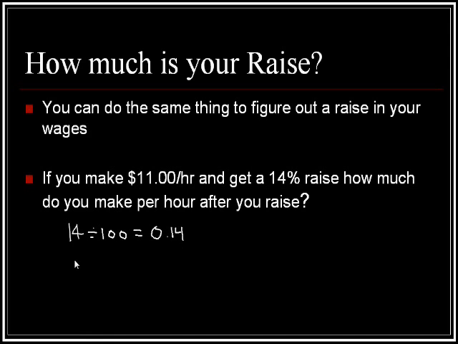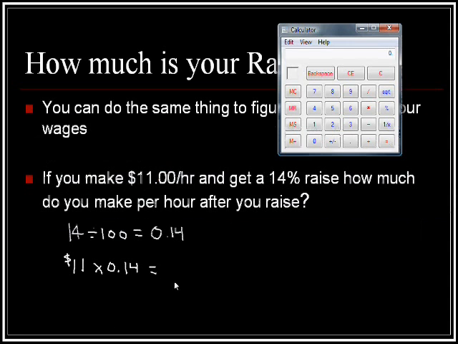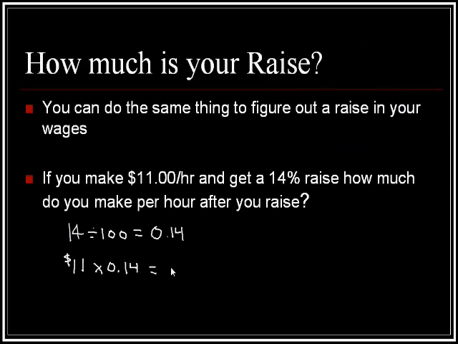So $11 times 0.14 equals, 11 times 0.14 equals $1.54. So I'm getting my wages going up by $1.54.